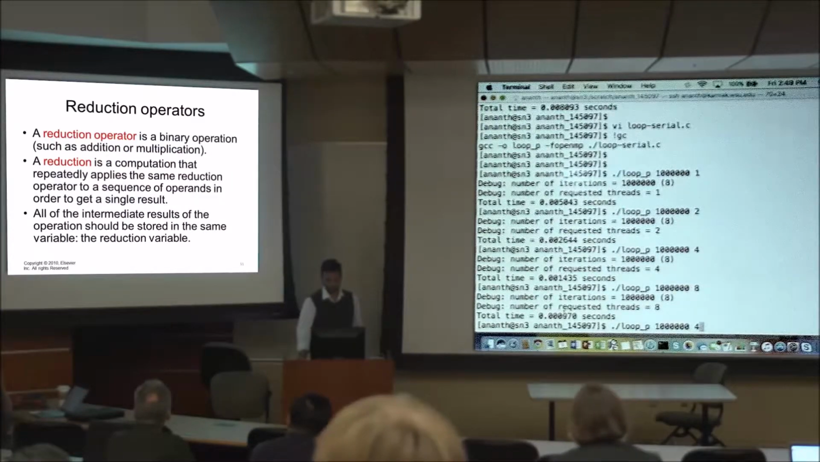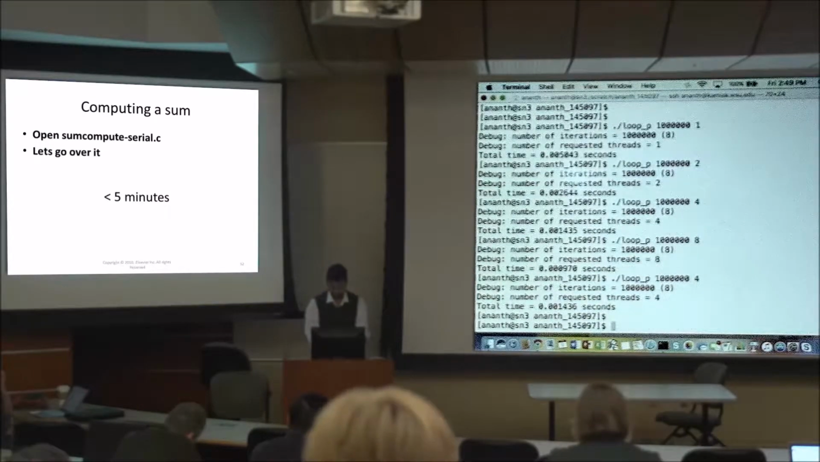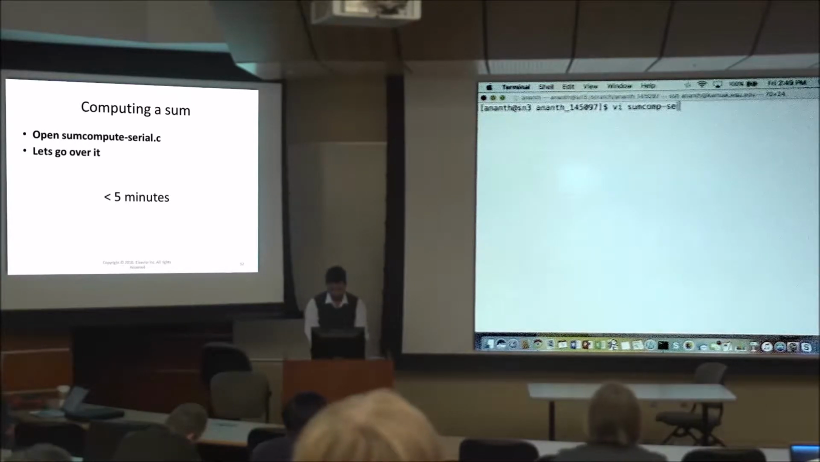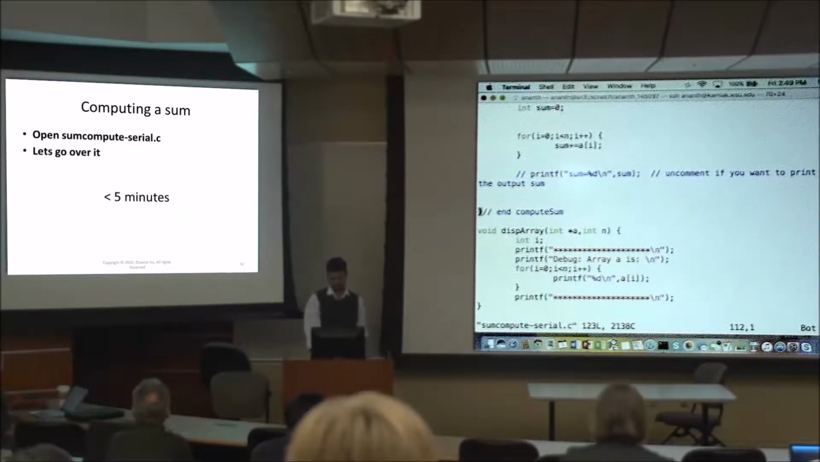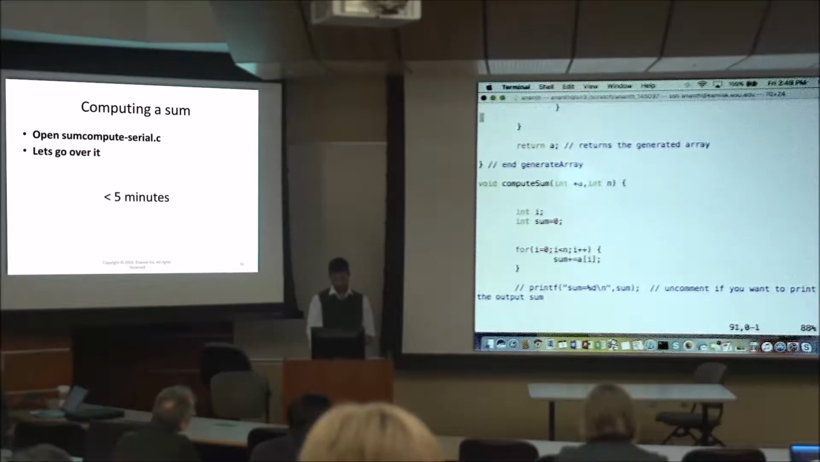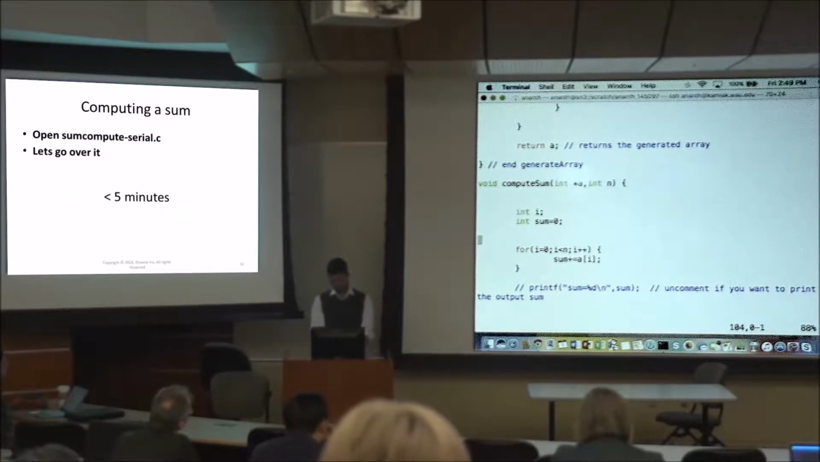I'll show you the code, okay? So out here, let's open the sum computation serial again, or compute serial, yeah. So here, okay, so this is the sum compute. Go to the line of code that says this function, compute sum. Line 106 or 104, okay? So my for loop is there. This is what I want to parallelize.